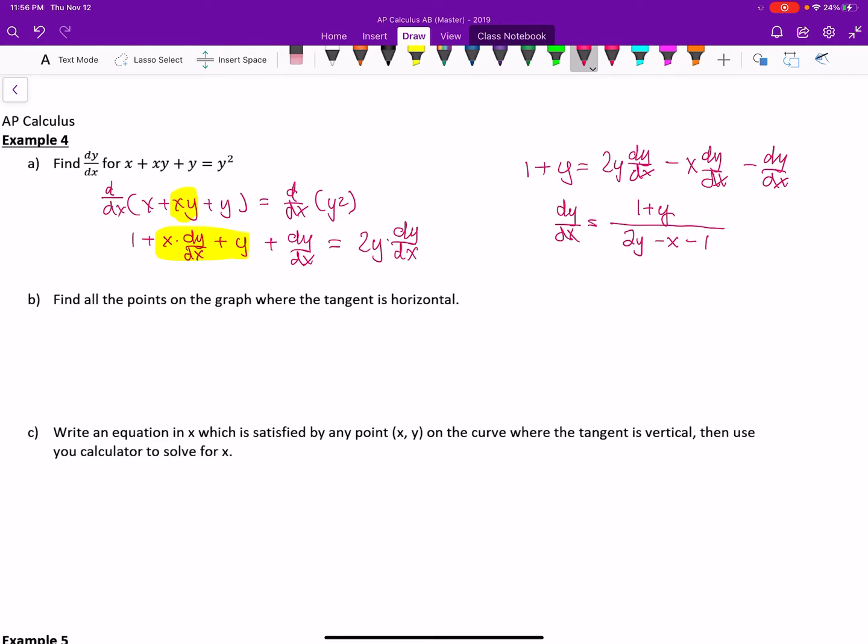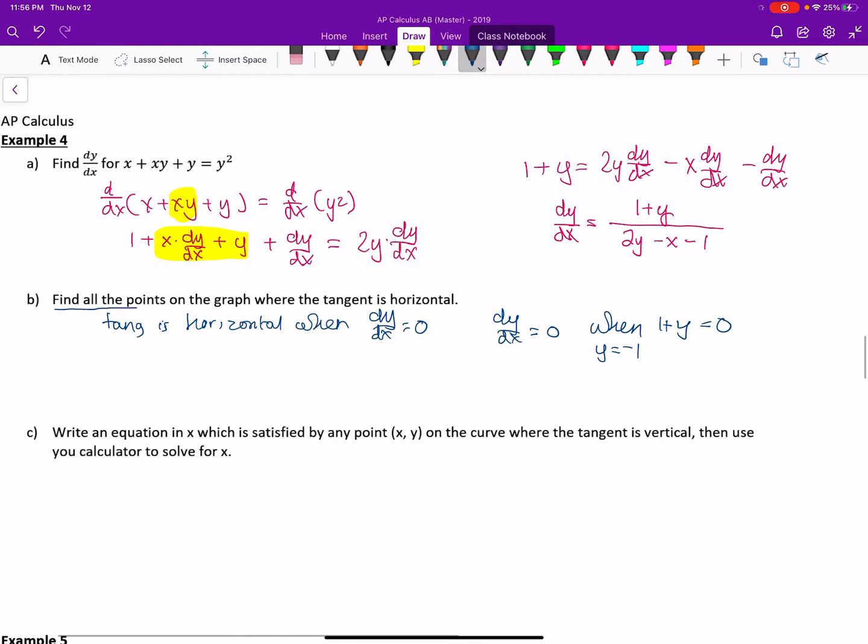Then it says find all the points on the graph where the tangent is horizontal. Well, just like the problem before, the tangent is horizontal when dy/dx is equal to 0. So dy/dx is equal to 0 in this case when, not y, that's the numerator, when 1 plus y is equal to 0. So that means when y is equal to negative 1. So it says find all the points where that happens.